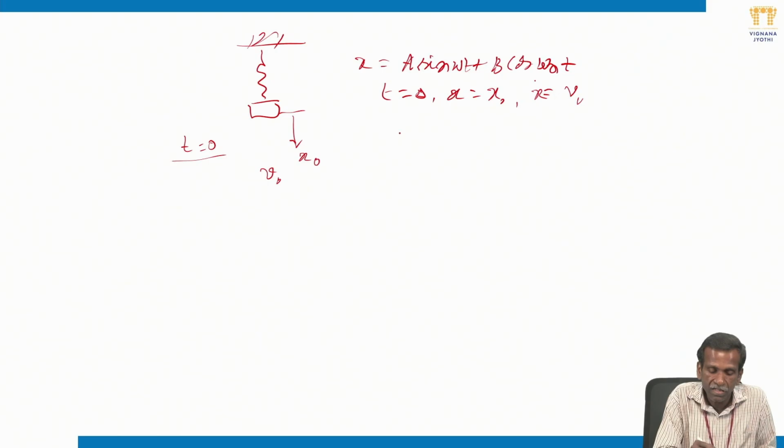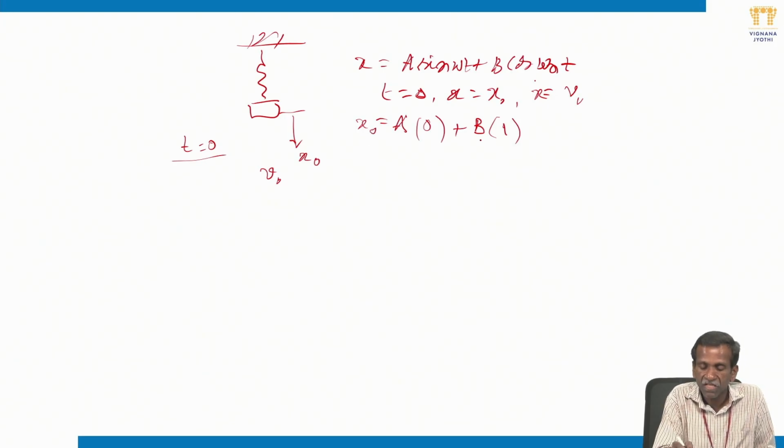Then the constants a and b can be found by substituting. x equal to a sin omega n t, where t is 0, so that is 0, plus b cos omega n t, where t is 0, so cos omega n t becomes 1. So this is initial, meaning x naught, because when you substitute initial t, x is x naught. Then a into 0 is 0, so b is your x naught.